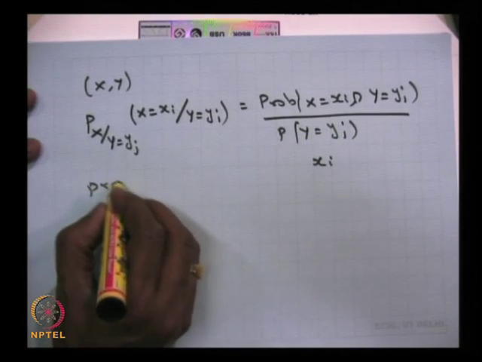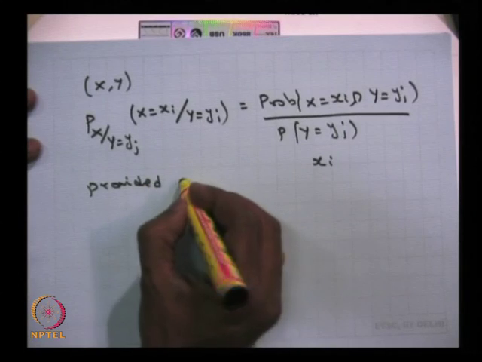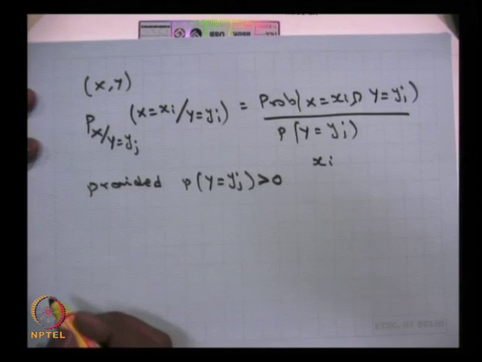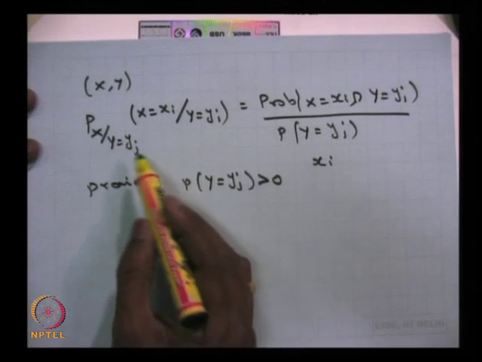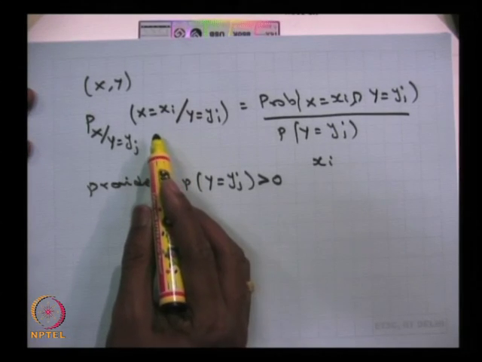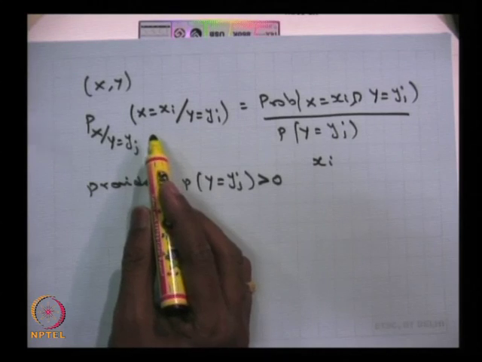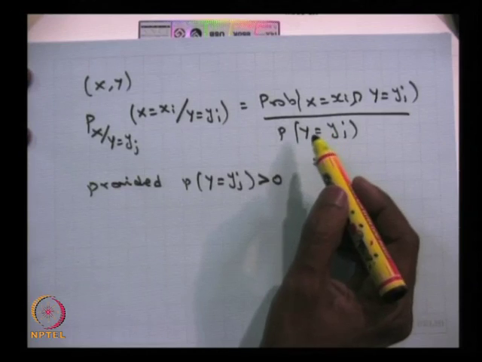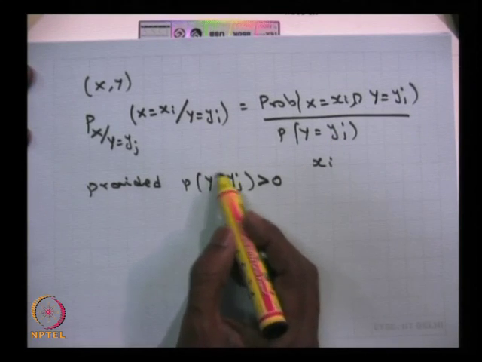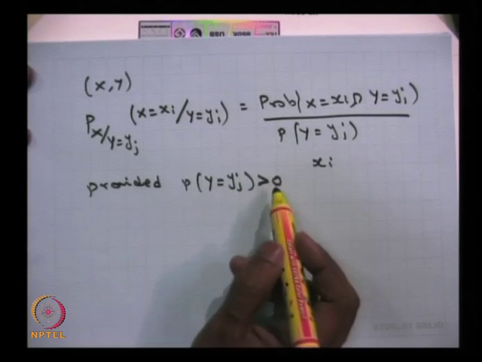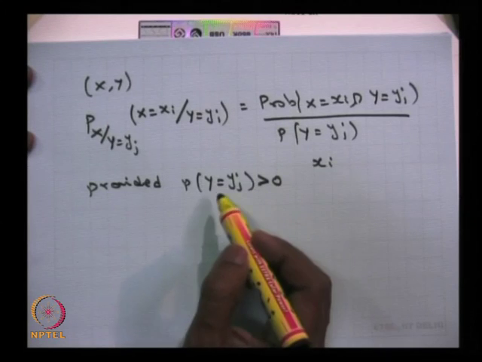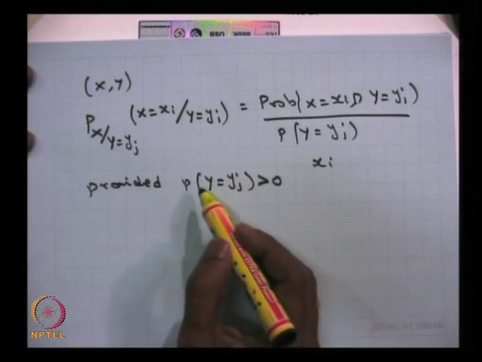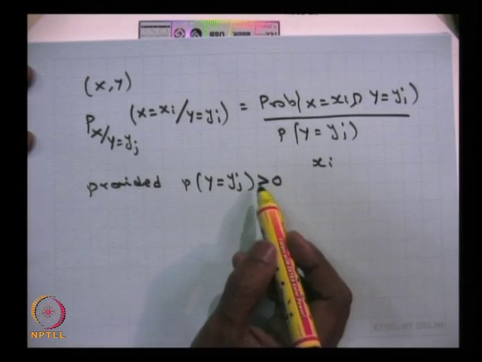Therefore, the provided condition is that the probability that y takes the value yj has to be strictly greater than 0. That means the way you made a conditional probability over an event, the same way here the event is y equal to yj. As long as the probability of that event is strictly greater than 0, that means it is not an impossible event with probability 0, it is an event which has positive probability.